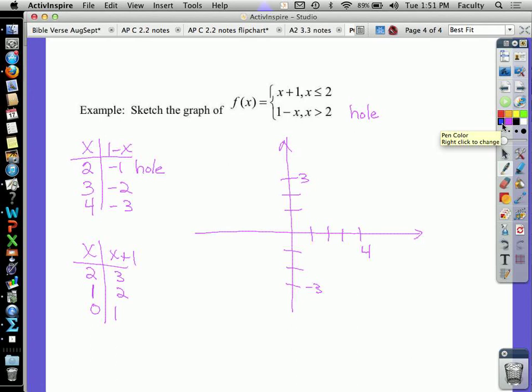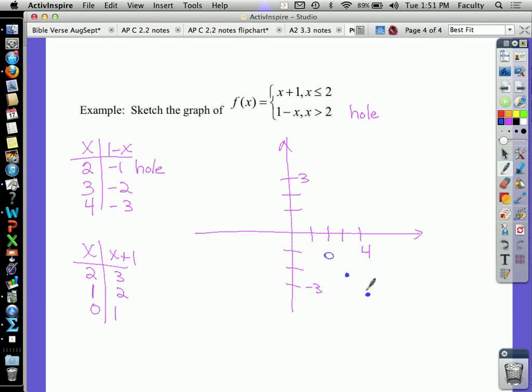All right, so we're going to start with the piece that has the hole, and if you can do that consistently, it will just make your life a little bit easier. So I'm going to start with 2, negative 1, and I'm going to put a hole in the graph. Then I have 3, negative 2, 4, negative 3.